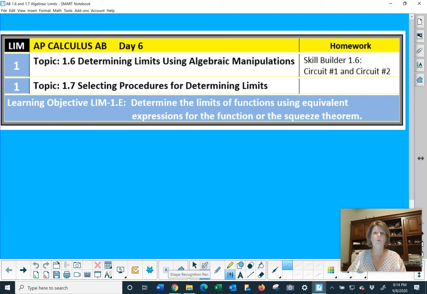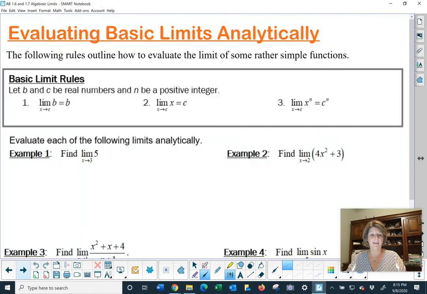Hello and welcome. We are working on section 1.6 and 1.7 today, where we are going to use algebra to help us solve limits. So let's begin. There are a few rules that you'll want to follow when you're evaluating limits, and you can see three of them are set forth right here.